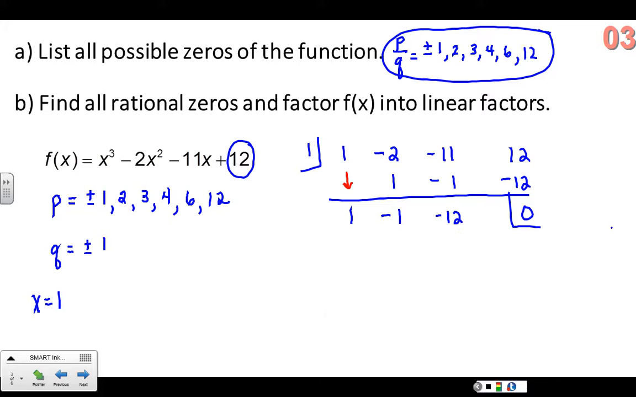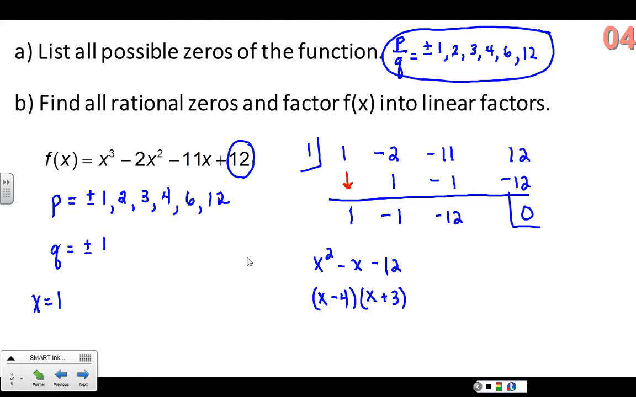And it just so happens we can factor that. If I were to set x squared minus x minus 12 equal to 0 and factor it, we need two numbers that multiply to give me negative 12 but add to give me negative 1. That would be negative 4 and positive 3. So x minus 4, x plus 3, that's how that factors.